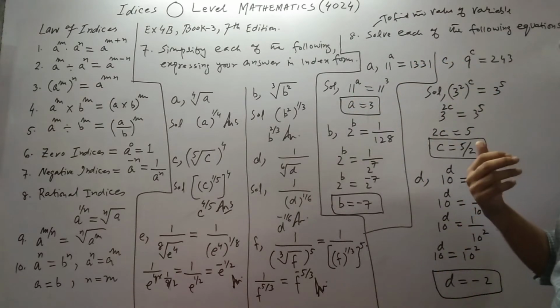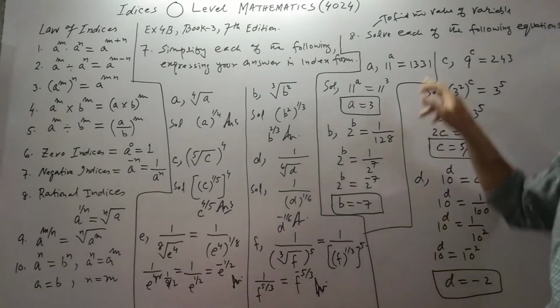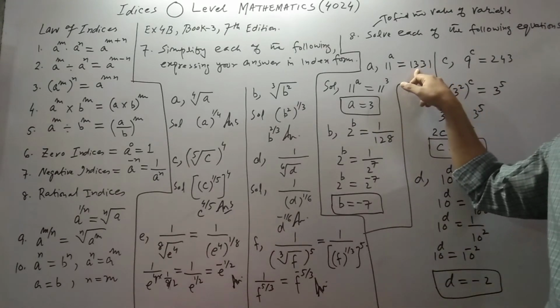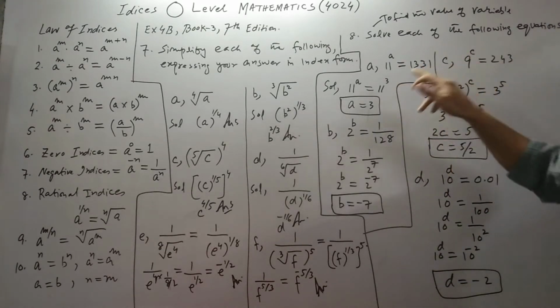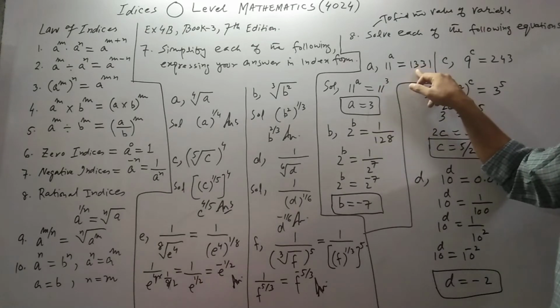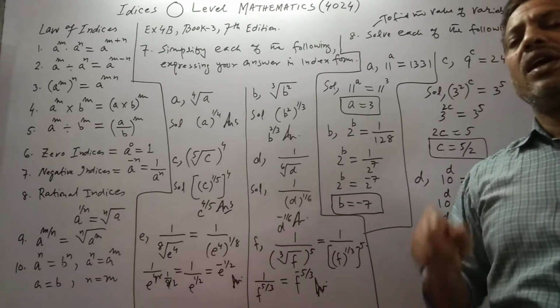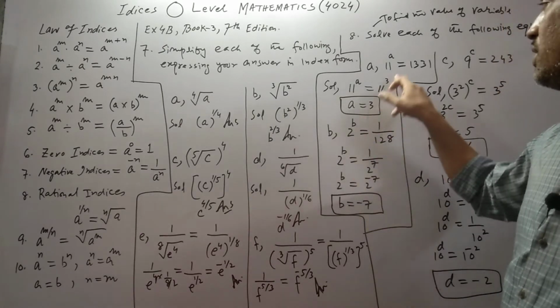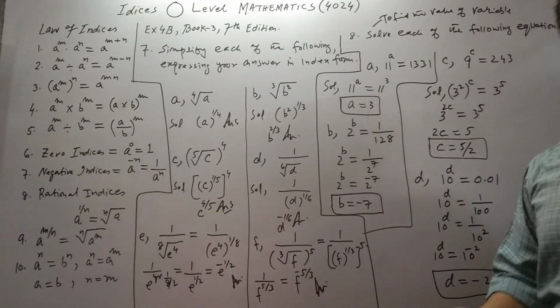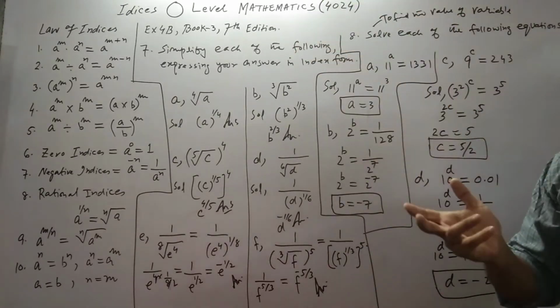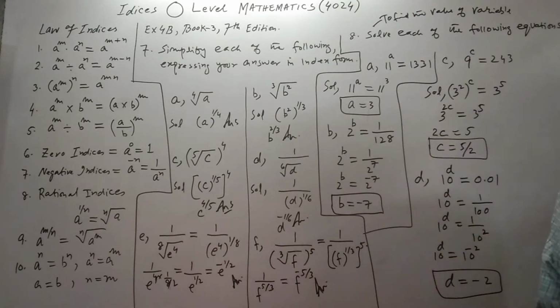So what is the power of 11 which gives 1331? You can check. 11 to the power 3 gives 1331. 11 11s are 121. 121 11s are 1331. You can check from the calculator if you need. Otherwise, without a calculator we can solve.